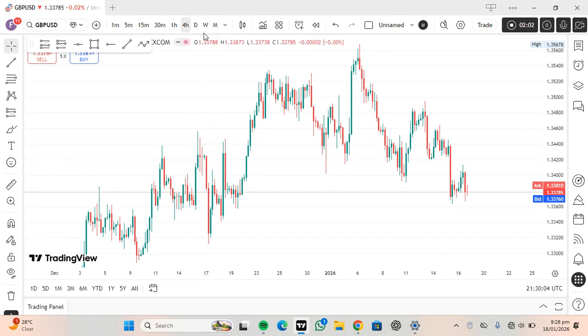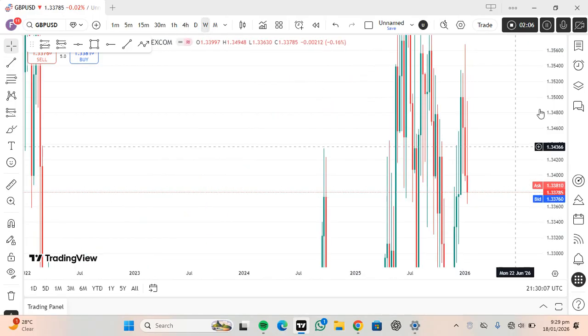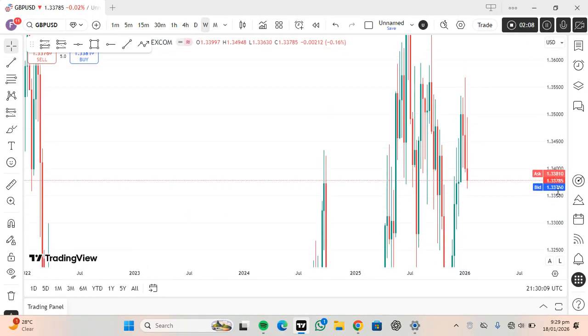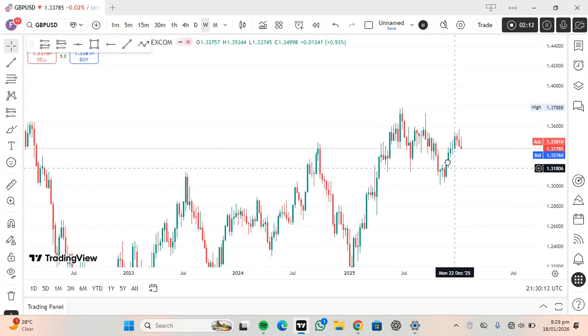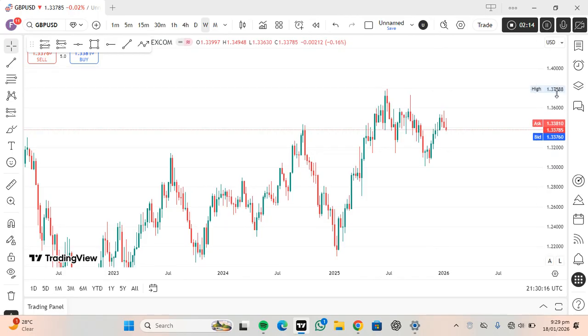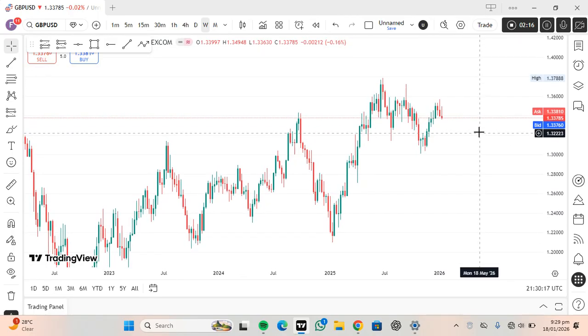I'm a day trader, so we are starting from the weekly time frame. This is the GBP USD chart. The weekly time frame for day traders is not that important, but I just love to know what is going on in the weekly time frame. The weekly time frame can be very beneficial to swing traders, but we day traders don't really consider the weekly time frame that much.